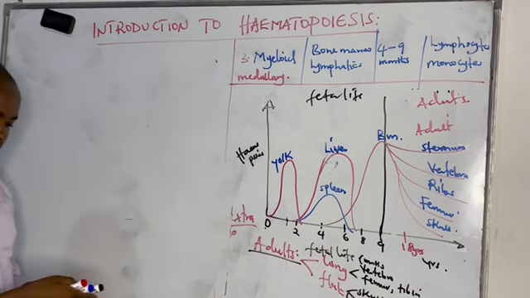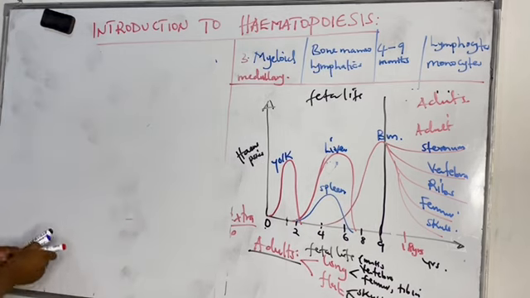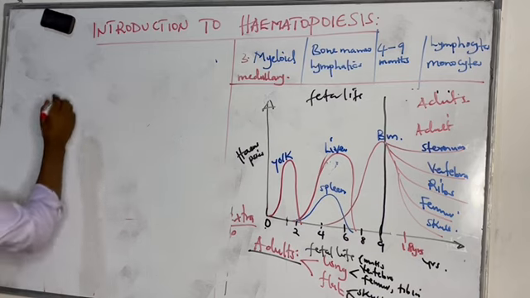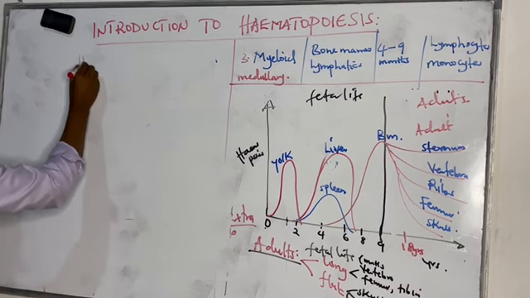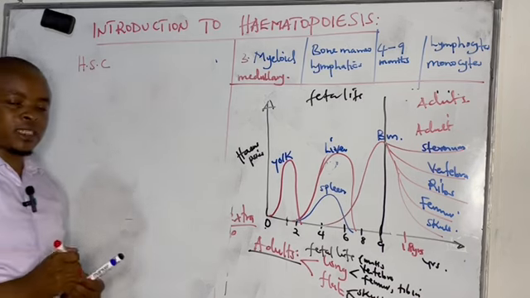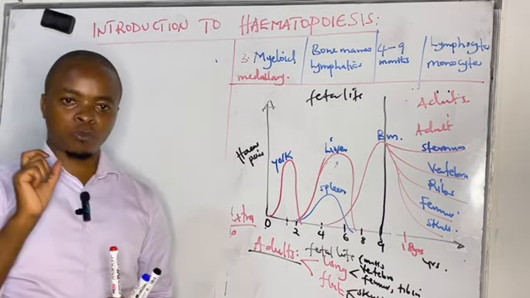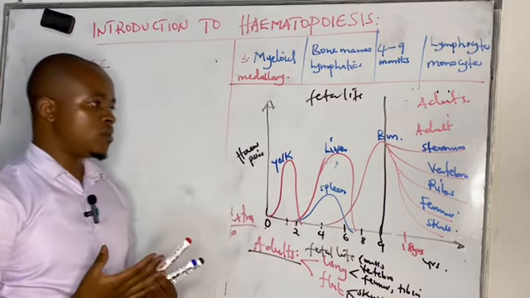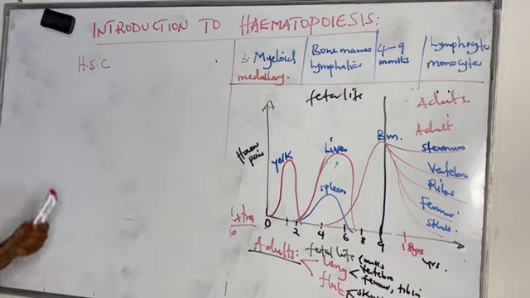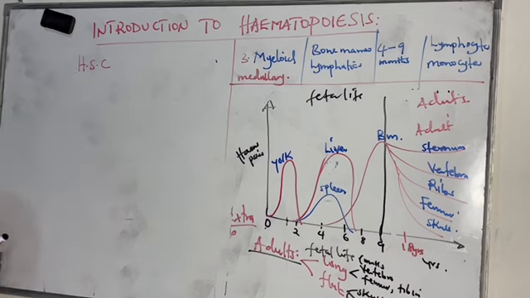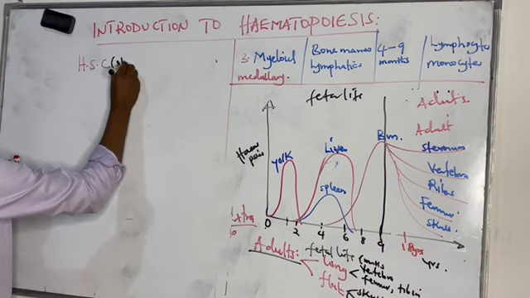So in hematopoiesis, the main cell in the bone marrow and in extramedullary sites is the hematopoietic stem cell. The most primitive one is the totipotent stem cell, and this totipotent stem cell can give rise to the hematopoietic stem cell, or what you can call the pluripotent stem cell. You can call it hematopoietic stem cell, or you can call it pluripotent.